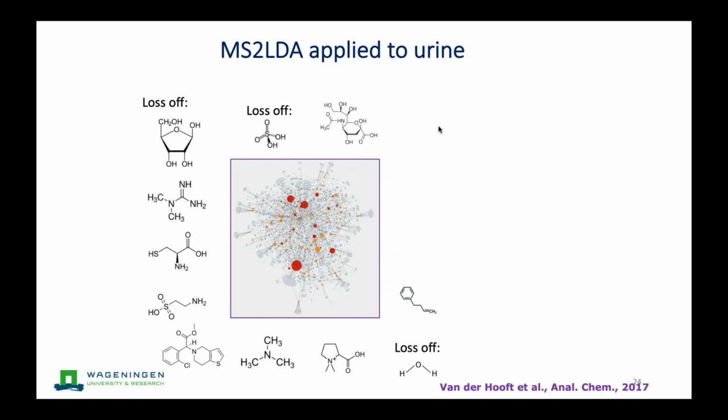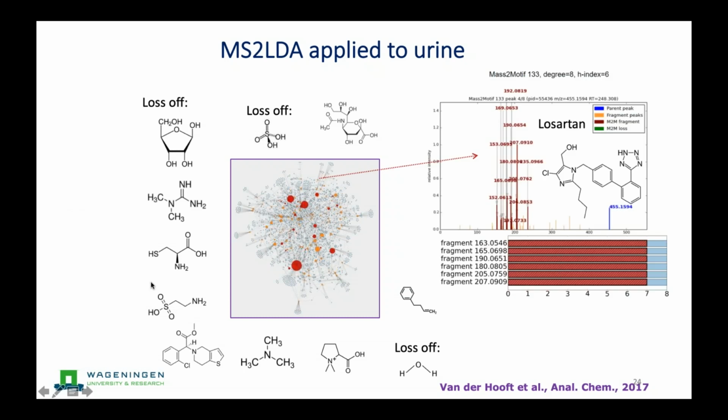Of course, you can apply MS2LDA to a lot of different samples. And Madeleine, in the next talk, will show you examples of how you can apply it to serum. Here's an example of how you can apply it to urine. So over here, we see a lot of substructures that are typical for urine: glucuronide motif, sulfate, and a lot of amino acids, triethylamine. And also, actually, I was able to find a drug-related motif.